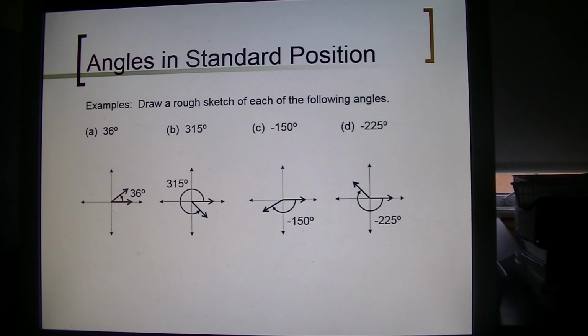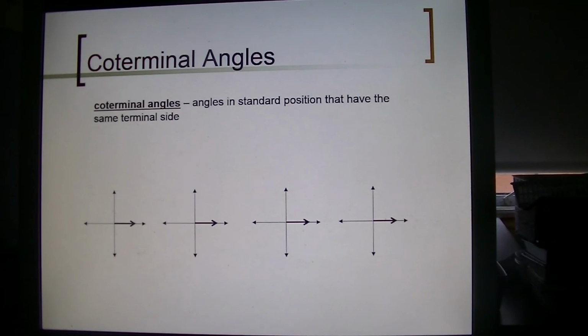Next, we have these things called coterminal angles. The definition is these are angles in standard position that have the same terminal side. Copy it down and I'll show you exactly what I mean by that. And I think this is probably where we'll end for today. Coterminal angles are angles that in standard position have the same terminal side.